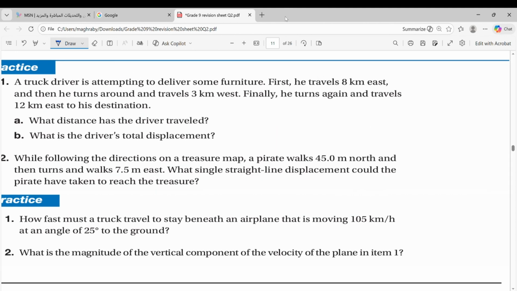He's saying a truck driver is attempting to deliver some furniture. First he traveled 8 kilometers to the east, so this is 8. Then he turns around and travels 3 west. After he gets there, he turns back and gets here, 3 kilometers. And then finally he turns again and travels 12 kilometers east. So he traveled again to the east, 12 kilometers.